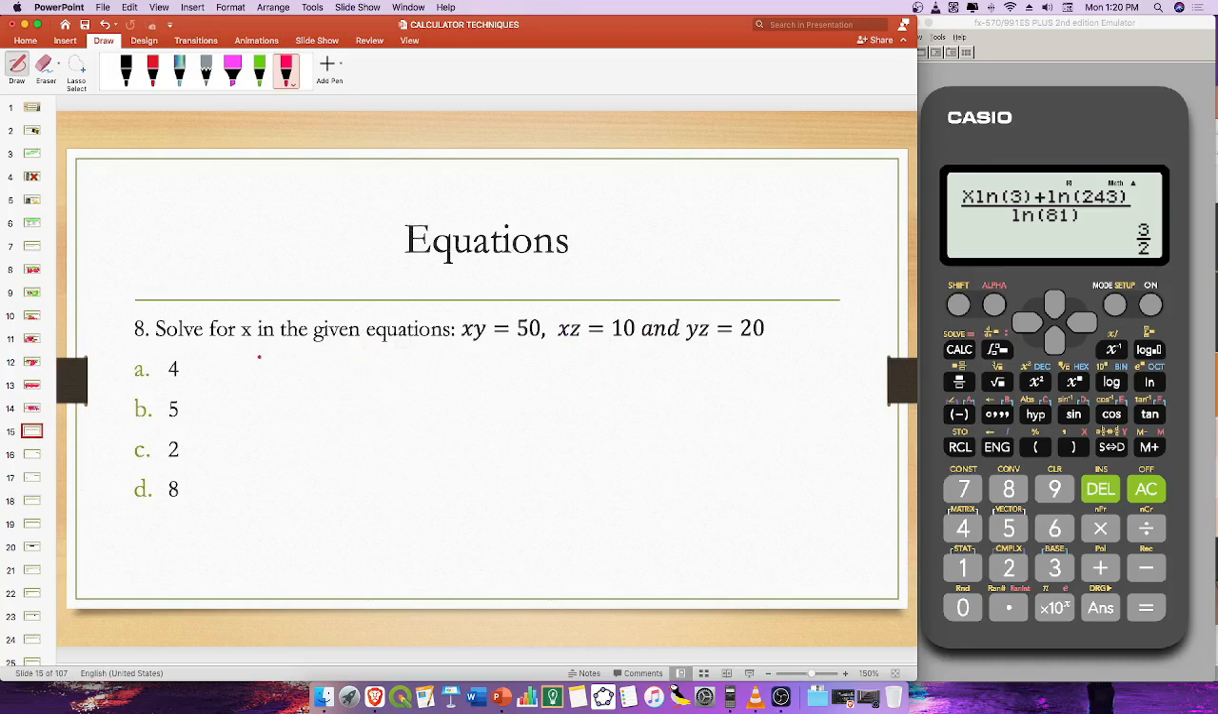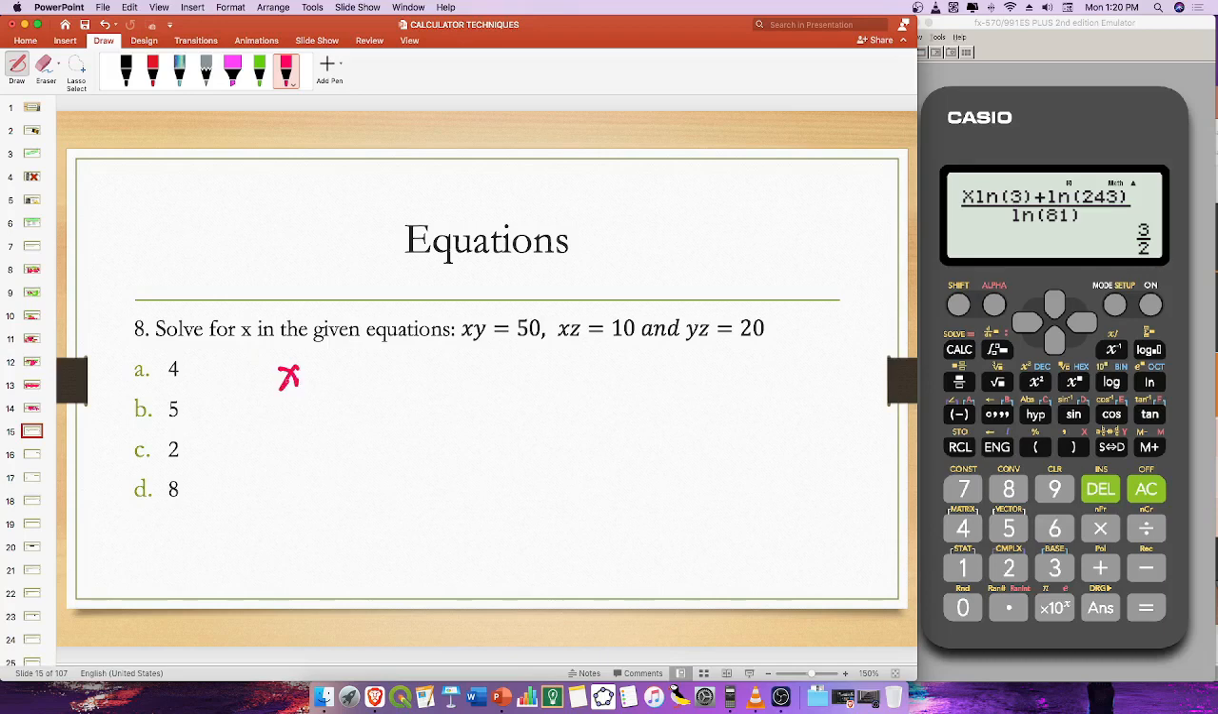Alright, so I have here another set of equations. Okay. So I have x plus y equals 50. Not x plus y, x times y equals 50, x times z equals 10, and y times z equals 20. Now, to solve this problem, we will be using this method.